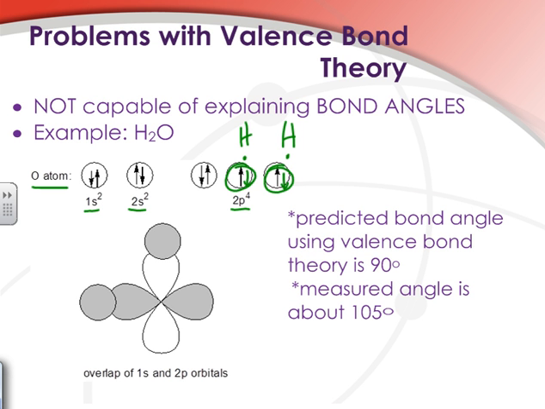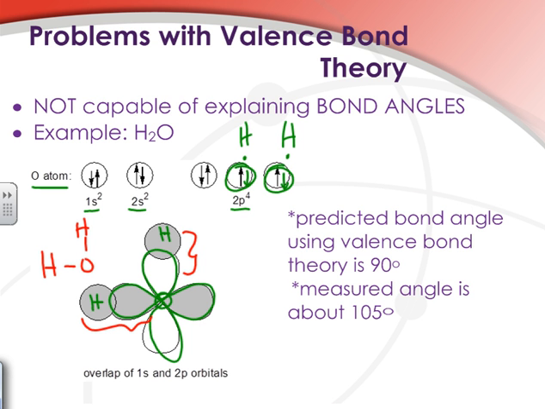Perfect! When we draw it now, here are my hydrogens overlapping. Here's my oxygen. So your hydrogens overlap with the p orbitals of your oxygen. Perfect. So there's one bond there and there's another bond there, so it looks like this: H-O-H, just like that. Which is okay except for the bond angle. So it says over here, the predicted bond angle using this valence bond theory is 90 degrees.